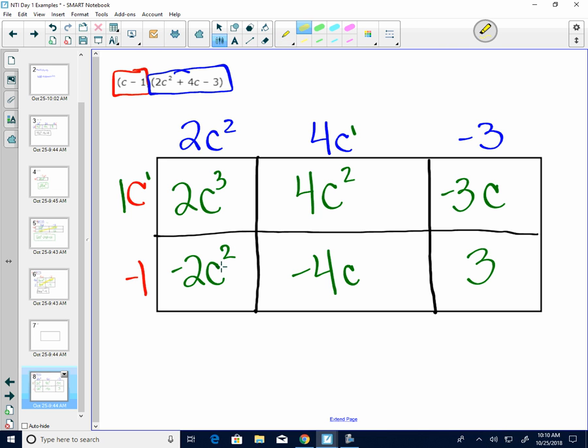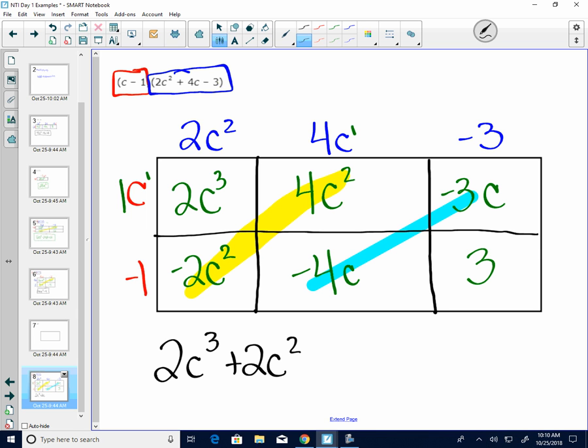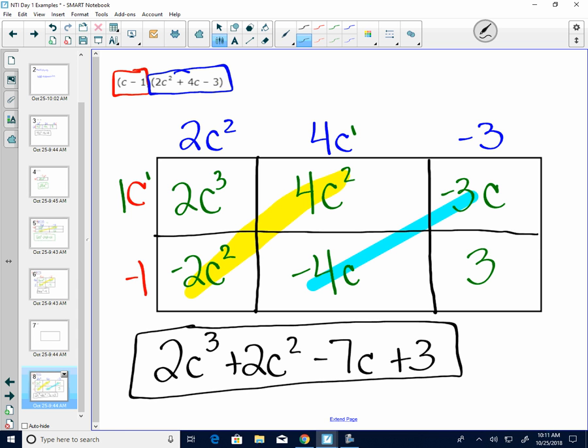So now I have a couple of things to combine. I can combine these C squareds, they're like terms, and then I can combine these C's because they are like terms. So I have a 2C cubed, that can't combine with anything, and then a negative 2C squared plus 4C squared is a positive 2C squared, and then negative 4C plus a negative 3C is a negative 7C, and then I have that positive 3. So this is my final simplified answer for multiplying those polynomials.